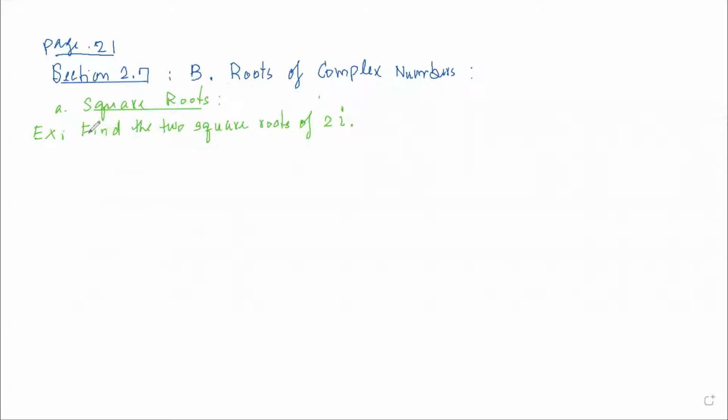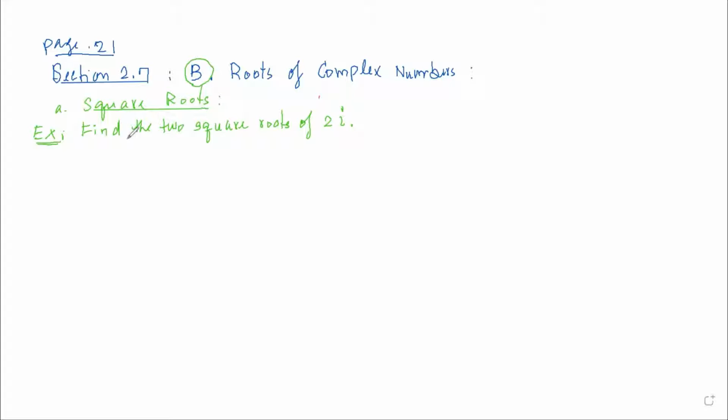Okay, now this one we continue from section 2.7 of the complex numbers. In this section we're going to learn about roots of complex numbers, how to get the root of a complex number. I will explain for the square root and cube roots. So we'll start with an example for the square root.